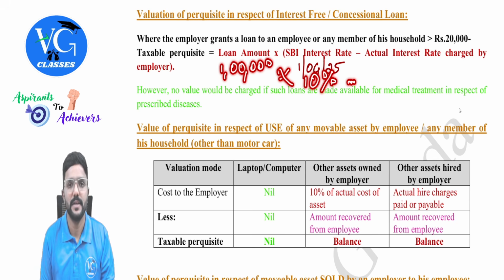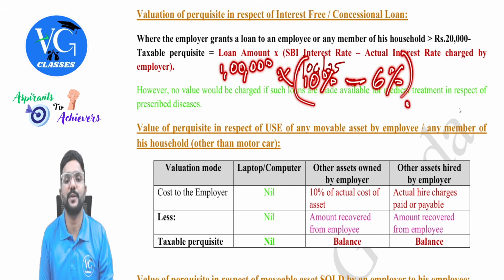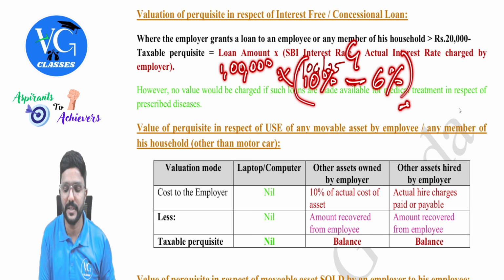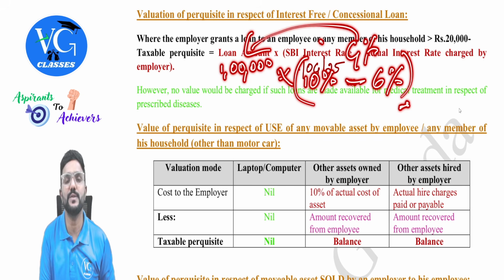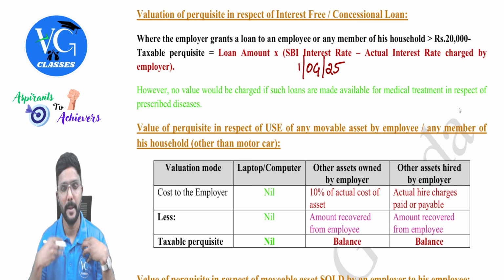Got it? Yes. Sir, what if the employer is charging 6% interest? That is, concessional interest is being charged. Then what is the net benefit? You check. 10% is the SBI interest rate as on 1st April of the previous year minus 6% actual interest charged by the employer. So remaining is how much? Concessional rate 4%. So the benefit enjoyed by the employee because of the employer-employee relationship is how much? 4%. So 4% of 1 lakh, which is 4,000, will be taxable as perquisite in the hands of the employee, guys.